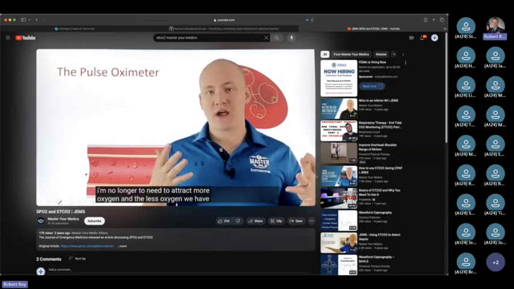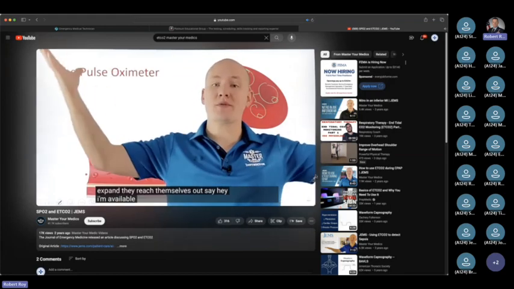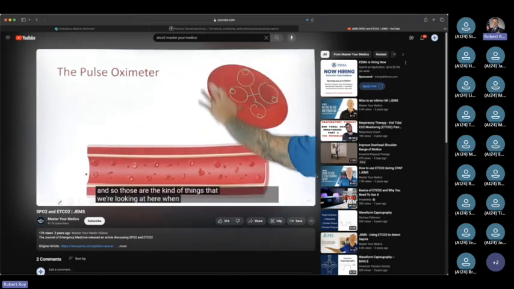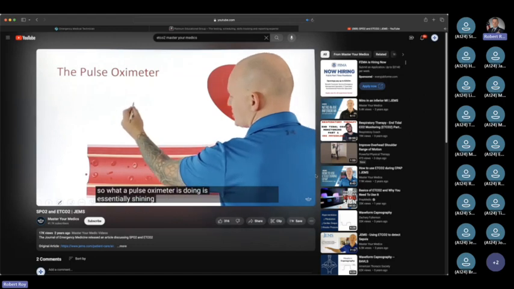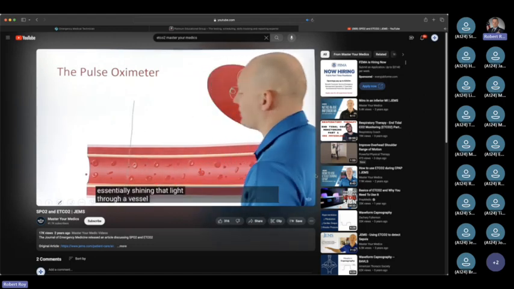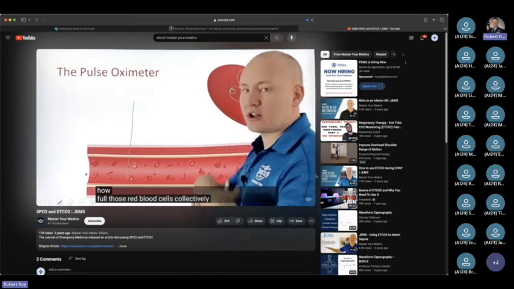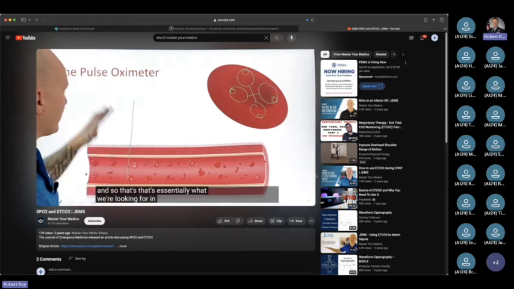And the less oxygen we have on those heme groups, they actually expand. They reach themselves out, say, hey, I'm available for you. Oxygen, come to me. And so those are the kind of things that we're looking at here when it comes to the red blood cells. So what a pulse oximeter is doing is essentially shining that light through a vessel in order to determine how full those red blood cells collectively are. And that's essentially what we're looking for.